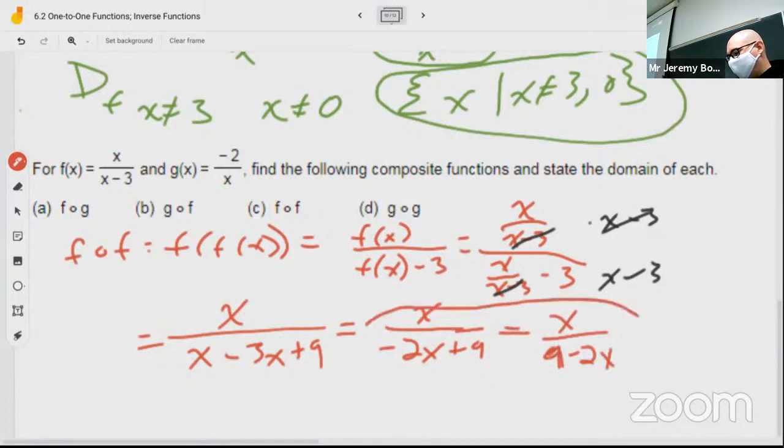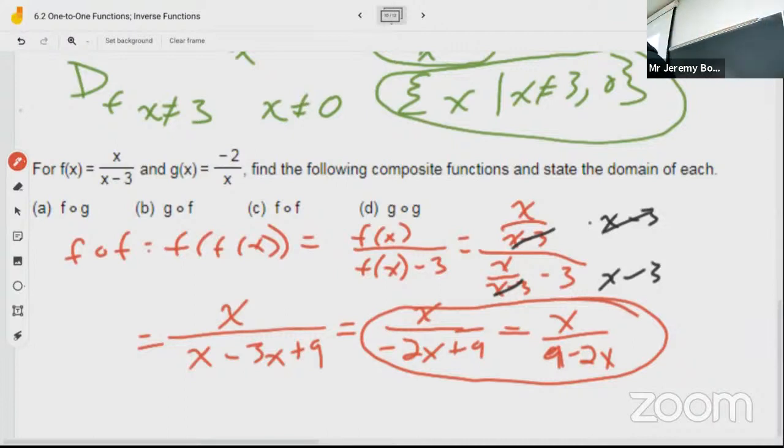Either of these is fine. I have this weird compulsion to not have a negative as my first term. But they're both equivalent. Any questions on that part?